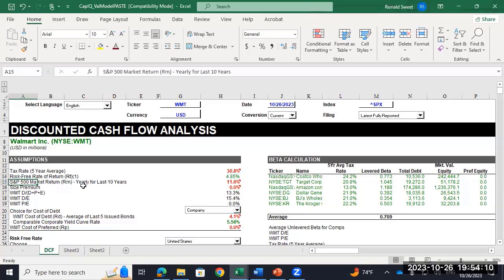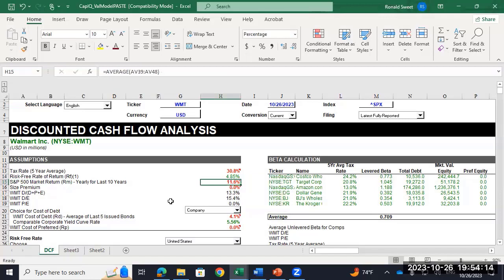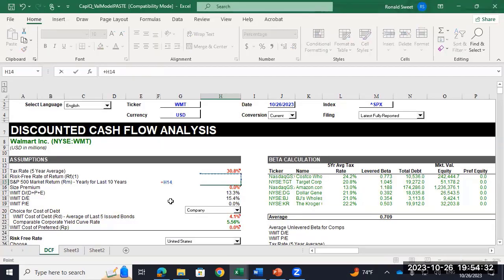S&P market return last 10 years, I'm not going to use that. That is not the market risk premium. That is the actual stock market return. So I'm going to simply say, okay, my market risk premium is 4%. So I'm just going to add 4% to my risk-free rate.